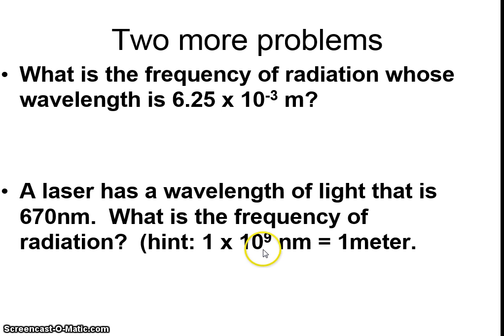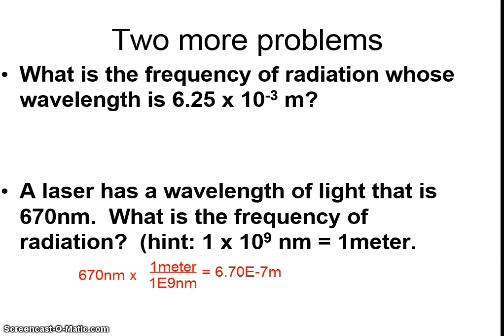Now I know some of you know the simple way to do this is if you know that there's 10 to the negative 9th meters in a nanometer, then if you're going from nanometers to meters, you're going to move the decimal 9 places to the left. If you're going from meters to nanometers, you're going to move the decimal 9 places to the right. However, the proper way of doing this would be to set it up using dimensional analysis.